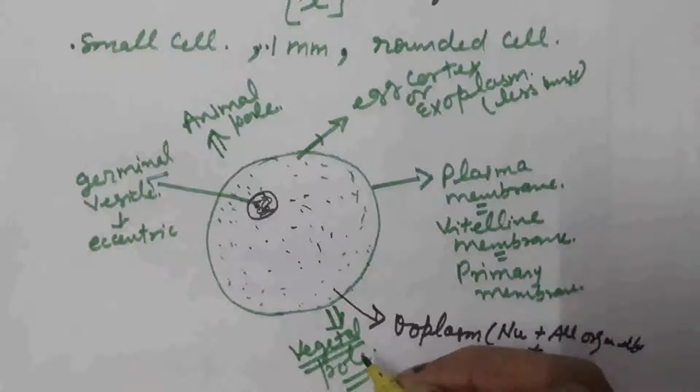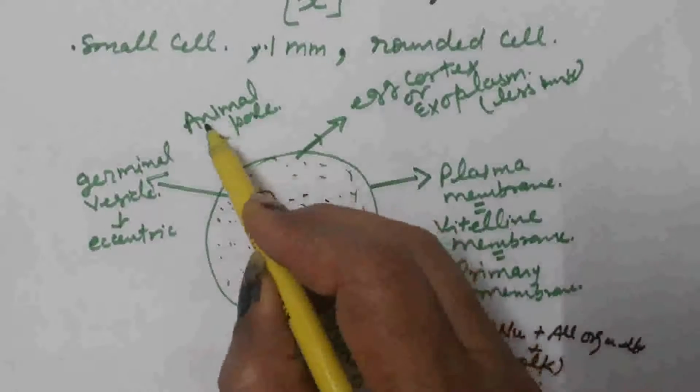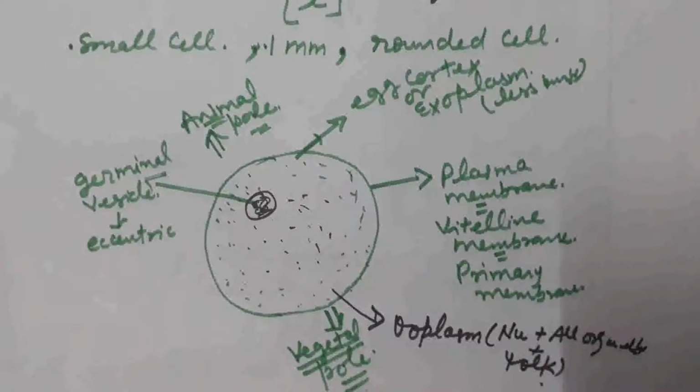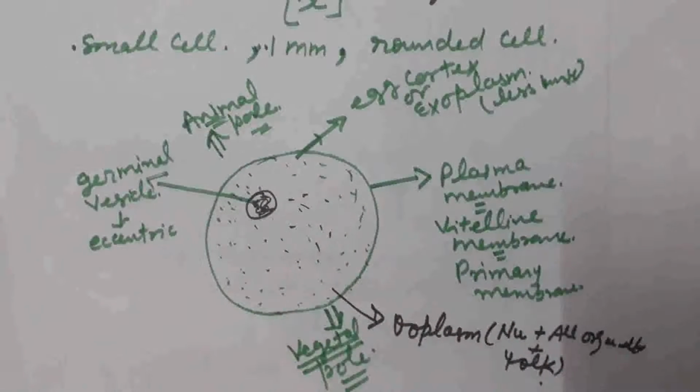So the human egg is showing polarity. It consists of two poles because of the eccentric position of the nucleus. The end of the egg towards which the nucleus is present represents the animal pole, and opposite to the animal pole is the vegetal pole. Through the animal pole, sperm enter the egg cell at the time of fertilization.